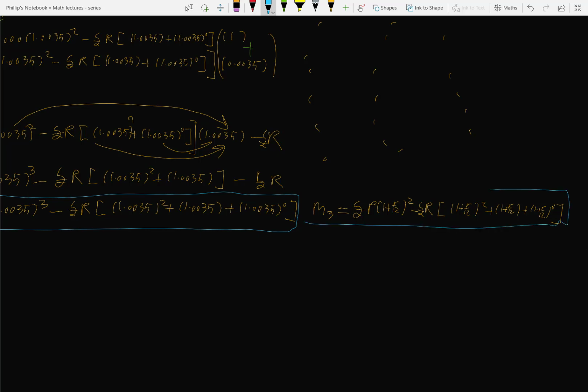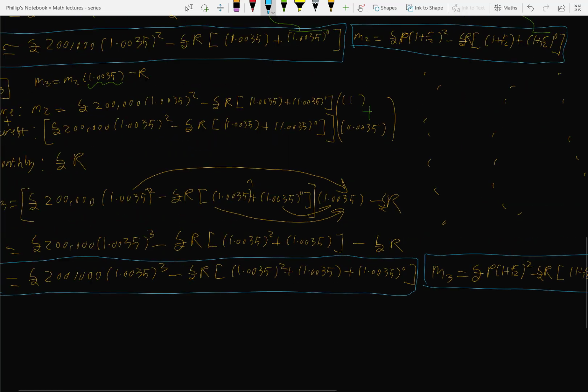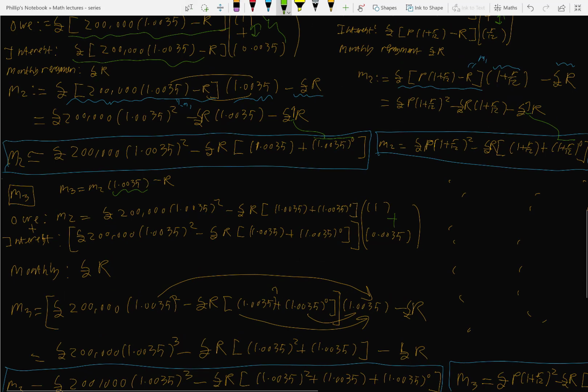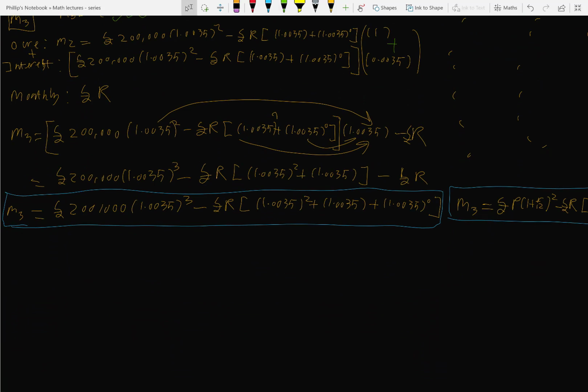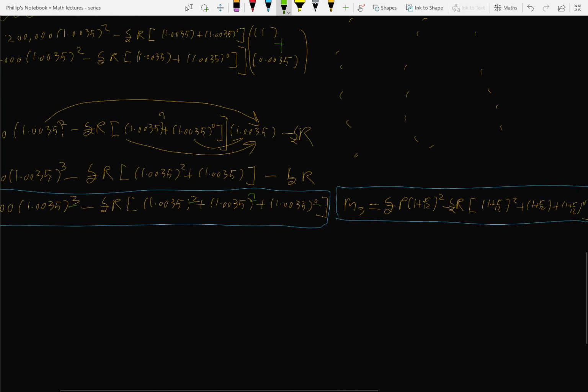So let's have a look at the pattern. Can we spot a pattern? We've got M2 here, M2 here, and then we've got an index 1 less for all of the ones in the brackets multiplied by the R. So 2 minus 1 is 1, 2 minus 2 is 0. So we've got an index of 1 less. And we've got the same thing going on here. So we've got 3 here, 3 here, and then we've got 1 less in all the indexes here. So it's just the same kind of principle.